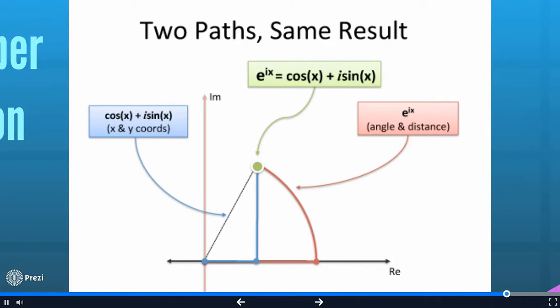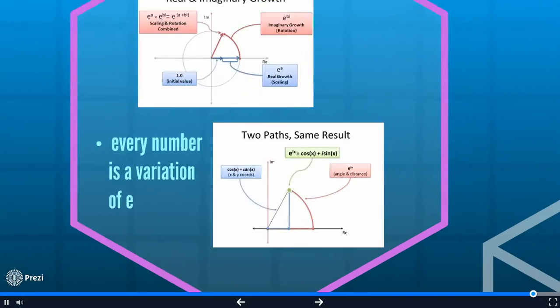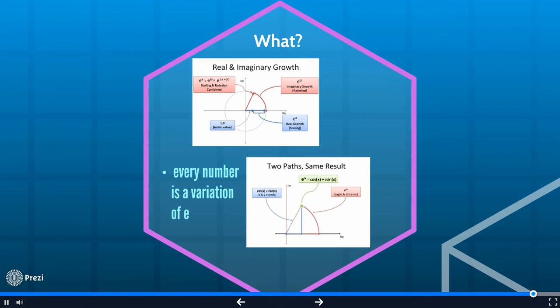And on top of this, because e to the power of i theta can be converted to sine and cosine, we can rewrite formulas in trigonometry as variations of e. This is once again another very useful task Euler's formula lets us carry out. The most stunning thing about this concept is that every number in the world, both real and complex, is a variation of e.